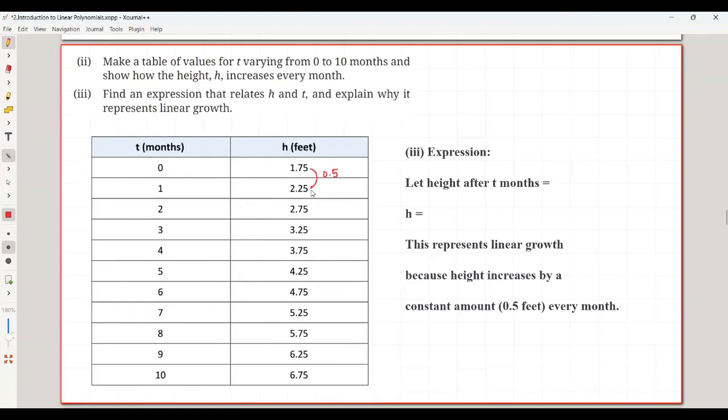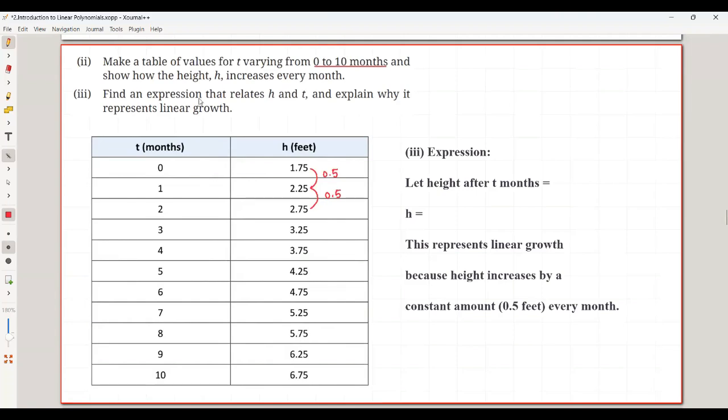Next, after 2 months, here again it's increasing by 0.5. Every month is increasing by 0.5, 0.5, 0.5. So just add 0.5 and you will be able to fill the tabular column. Now they are asking us to do it from 0 to 10 months. So one by one, if you are adding it, you'll be getting the height for every month.